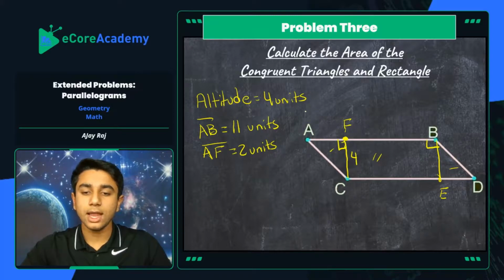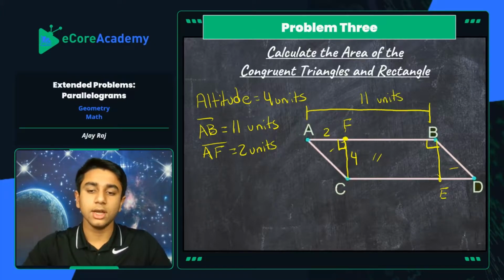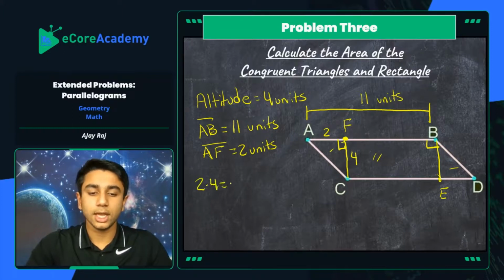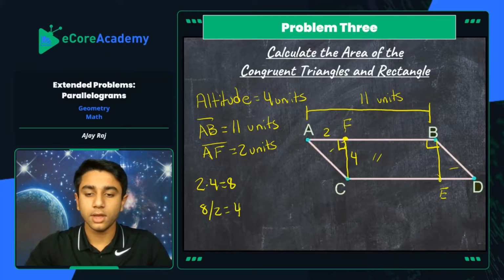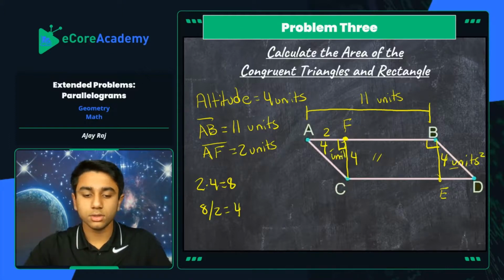So we're given that AB in total equals 11 units, and we're given that AF equals 2 units. So we're already given the values that we need to calculate the area of AFC. So multiply 2 by 4 to get 8, and then divide 8 by 2 to get 4. So that's our area of AFC, and that's also the area of BED. So 4 units squared. Let's clear this area.